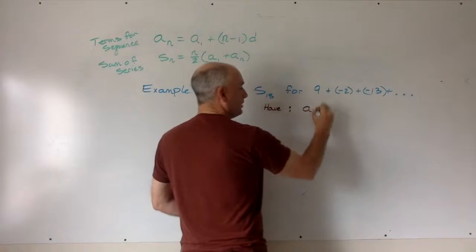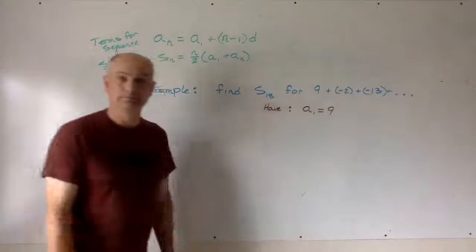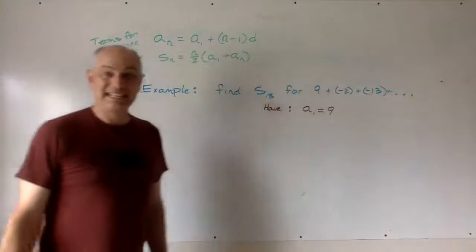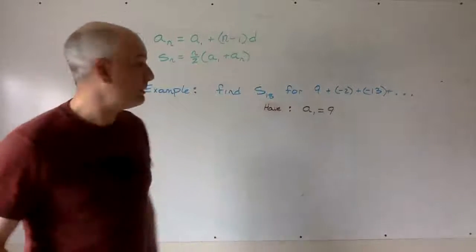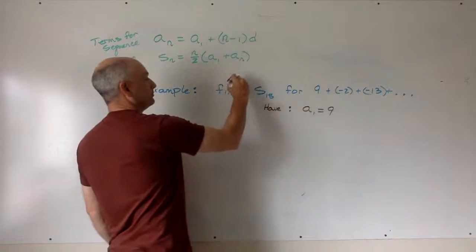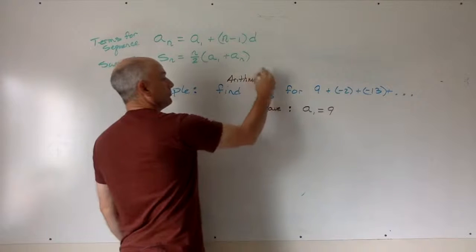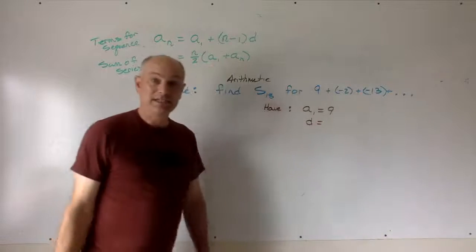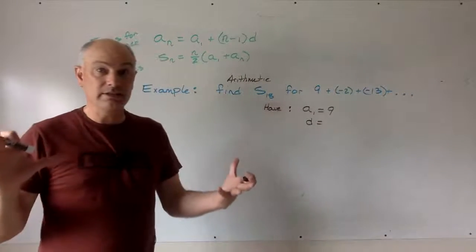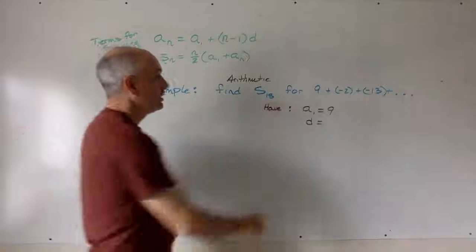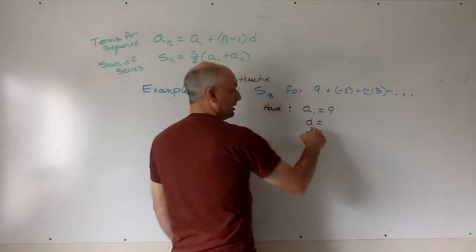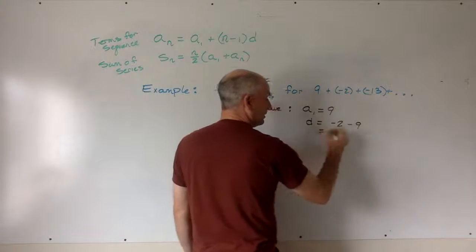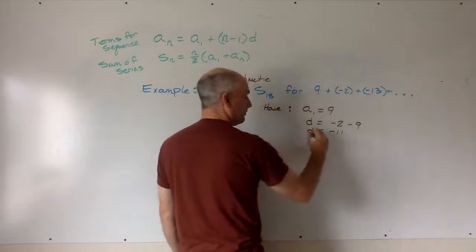We have a sub 1, which is 9. Because we have an arithmetic series here, okay, so we are arithmetic here, we can also figure out the common difference. Just because it's written in a series doesn't mean the sequence goes away. So I can still find the value of D, negative 2 minus 9, which is negative 11.